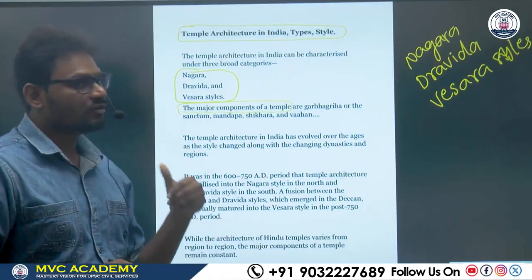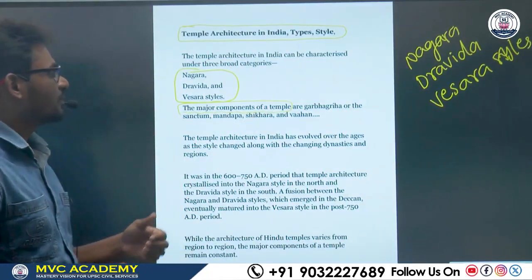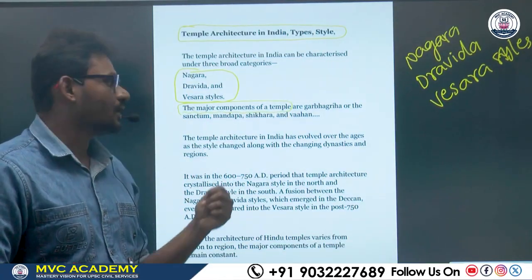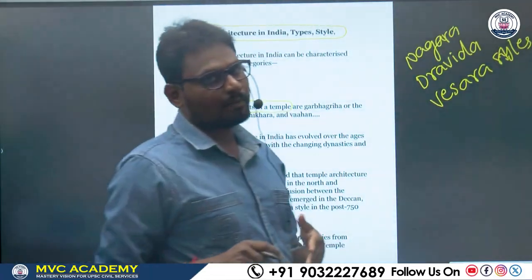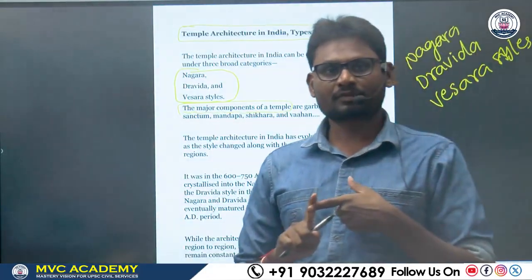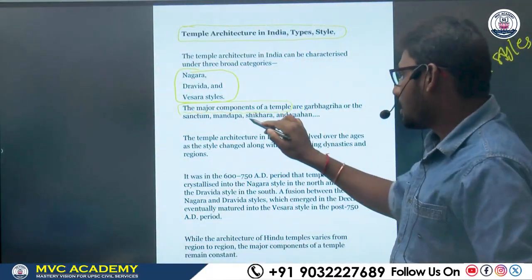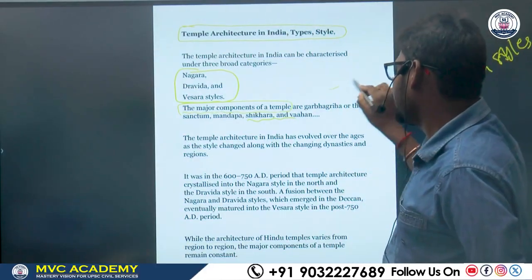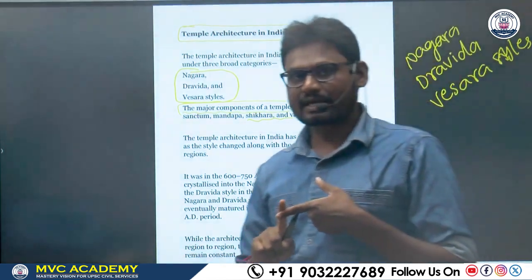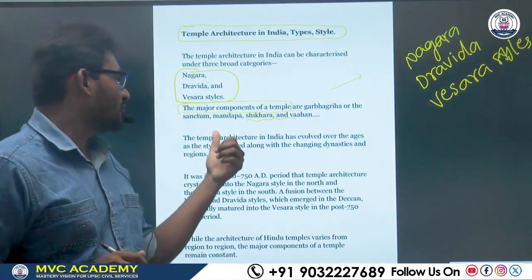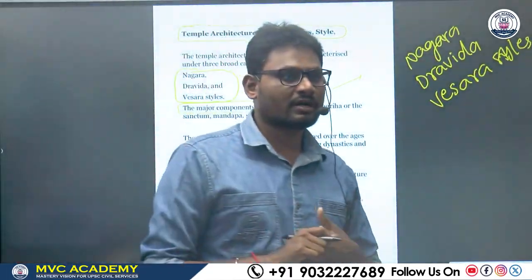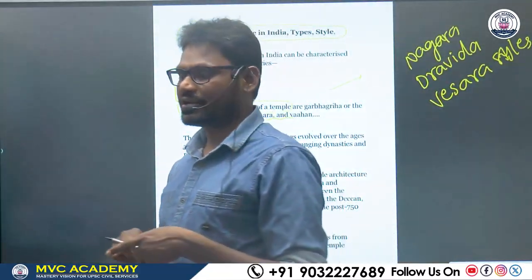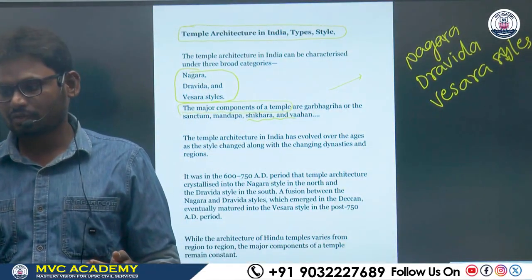What were the components of a temple? That is Garbhagriha or sanctum. Next we have Mandapa, Shikara and Vahan. So these are considered to be components of a temple. And three types of temple architecture: number one Nagara, number two Dravida and number three Vesara. So let us discuss in detail.